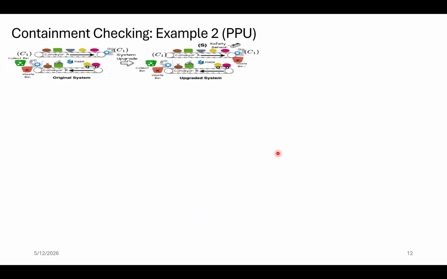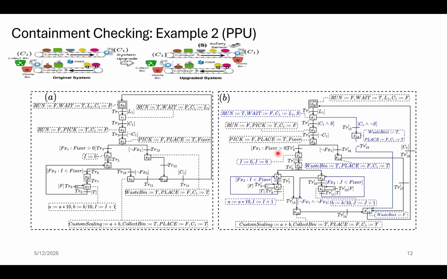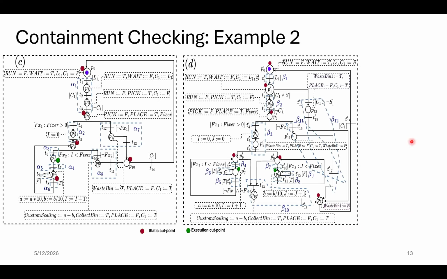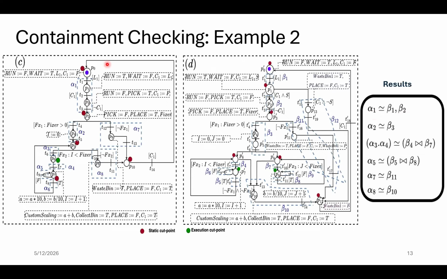Similarly, for our motivating example, this is the SFC for the original system, and this is the SFC for the upgraded system. The blue color indicates where the upgrade takes place. This is the original Petri net model from the original SFC, and this is the upgraded Petri net model from the upgraded SFC. And this is the result. Here alpha 1 is equivalent to both beta 1 and beta 2, beta 1 dot beta 2, sorry, it's an extension, and so on. So here both path merging and path extension take place.